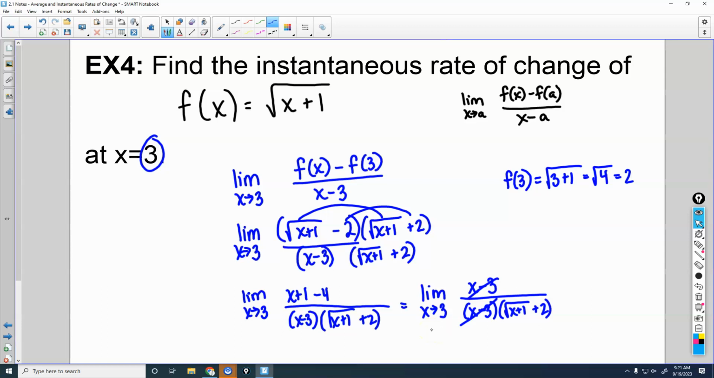Okay, notice I have kept my limit notation this whole time, but I'm getting ready to plug in a 3 for the x. Once I plug in the 3 for the x, I can drop limit notation. So I'm going to just have 1 over square root of 3 plus 1 plus 2, which is going to be 1/4 whenever I calculate that.